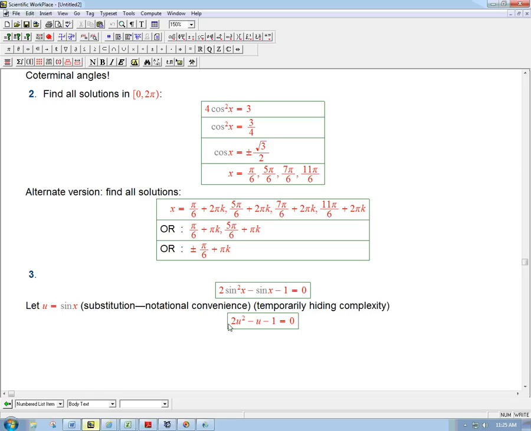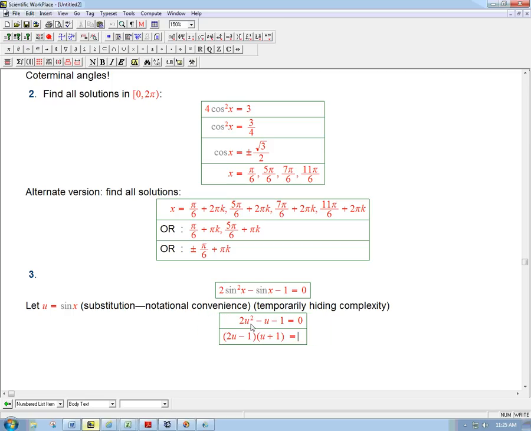Hey, look, that's something we actually know how to deal with. That's a quadratic. If they were being nasty to us, it would be something that wouldn't factor. But usually these guys are going to factor. So let's see, it kind of has to be a 2u and a u. And this kind of has to be plus or minus 1.